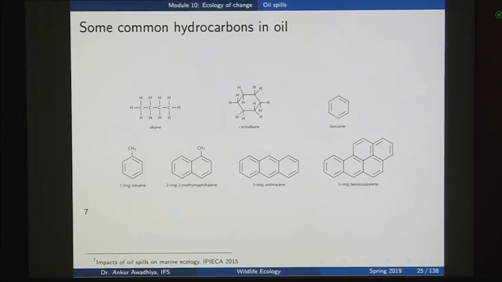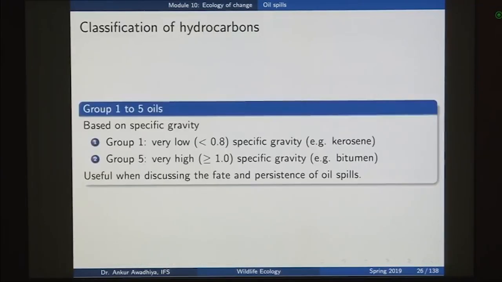Now, these can be straight chain molecules, cyclical molecules, or aromatic hydrocarbons. So these are some common hydrocarbons that we see in oil, and all of these will have different impacts on the ecosystem. Now, we classify these hydrocarbons on the basis of their specific gravity. Group 1 hydrocarbons are those that have a very low specific gravity, such as kerosene.